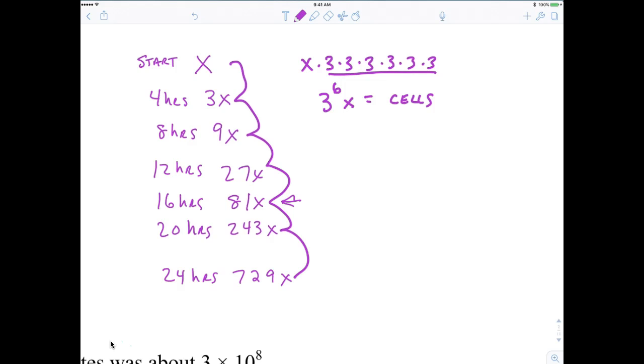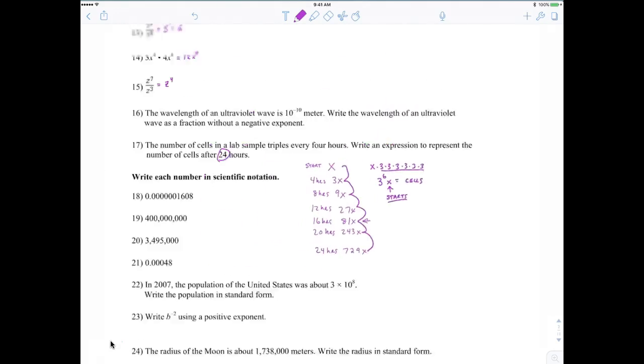Again, what does x represent? I want you to make this note to yourself. x represents the number of cells that you start with. Okay? All right, let's continue on now.